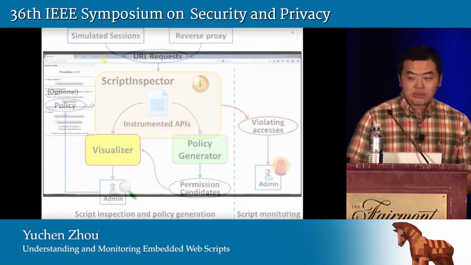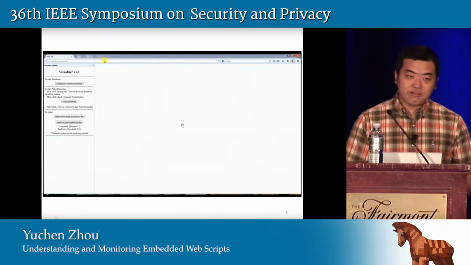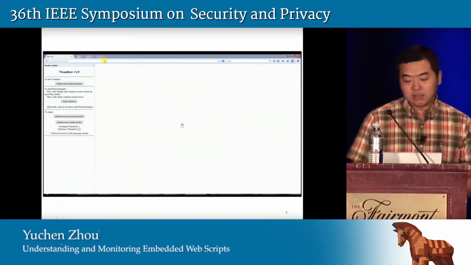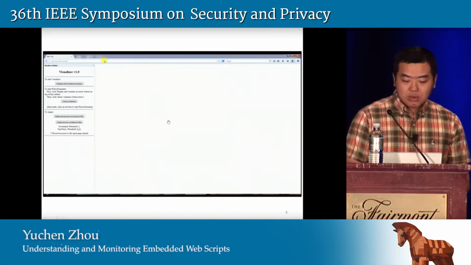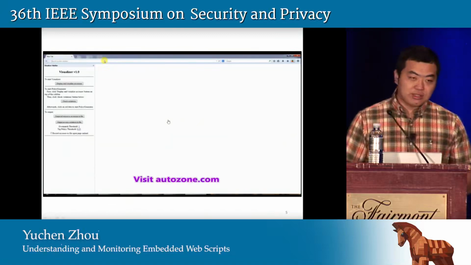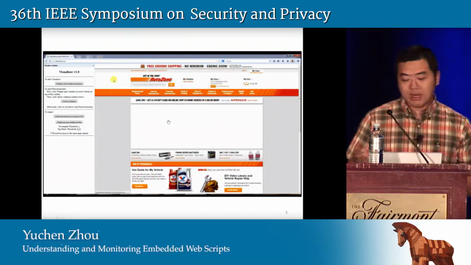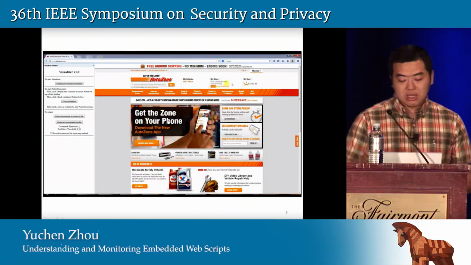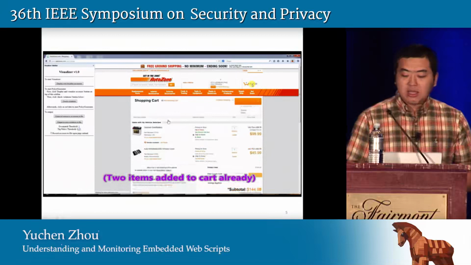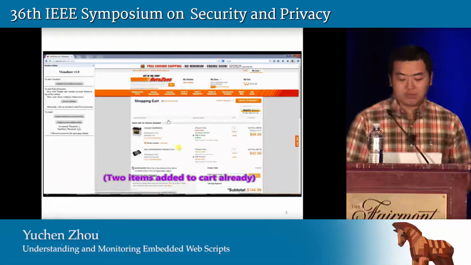The visualizer is best explained by using a video. Basically, you can see this is the interface for Script Inspector, which is not very different from the Firefox browser. Here, we'll use autozone.com as an example. Let's first visit autozone.com. In this example, I've already added 2 items to the cart, as you can see in the upper right corner. Let's click on that, and it will lead us to the shopping cart page. You can see I've added these 2 items.